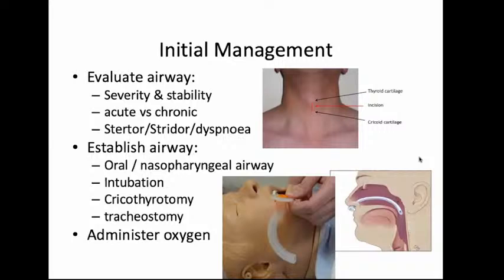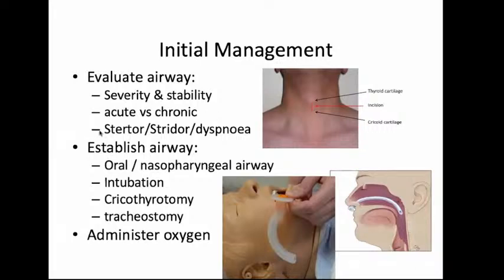So how do you approach management of an upper airway obstruction? First, you want to evaluate the airway, the severity and stability, because this will guide you in knowing whether you want to do any investigations first, or you just want to create an alternative airway in this patient. And then acute versus chronic. Chronic ones tend to be slower. They have been developing over time, and the patient has sort of learned how to compensate. Acute ones are very serious. You want to take action as soon as possible.